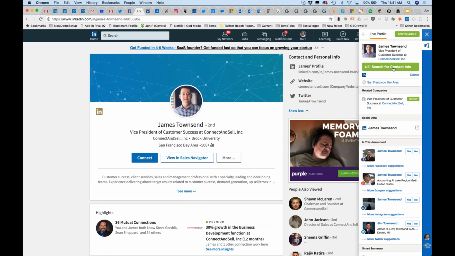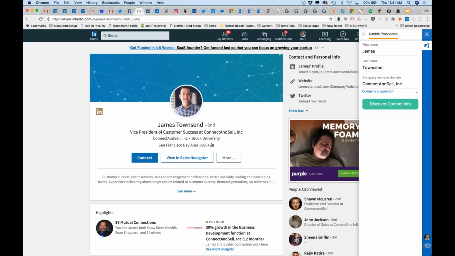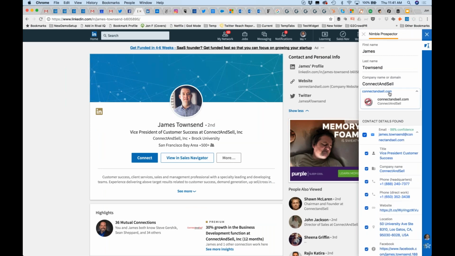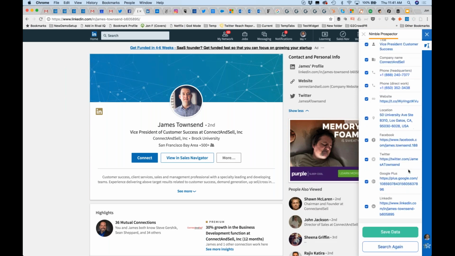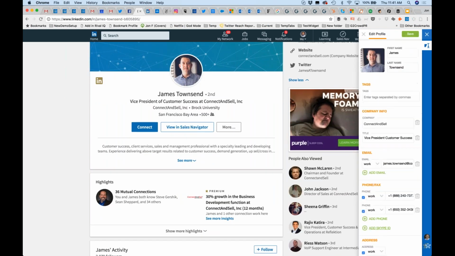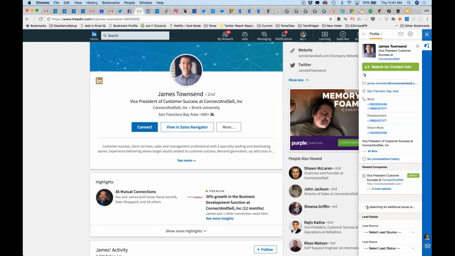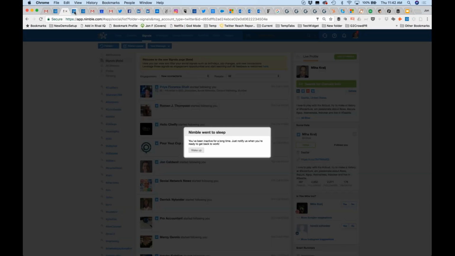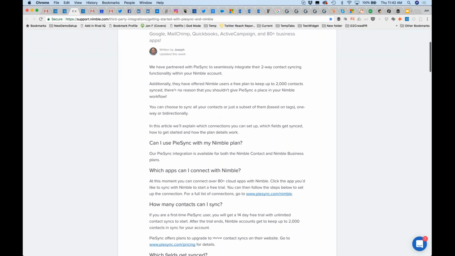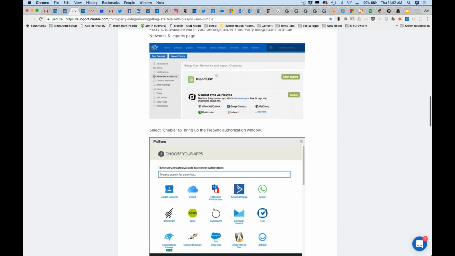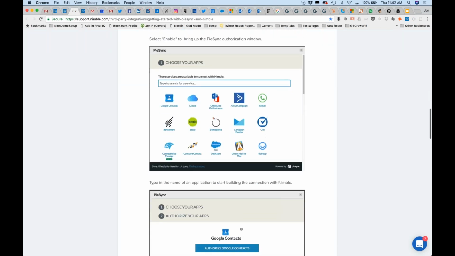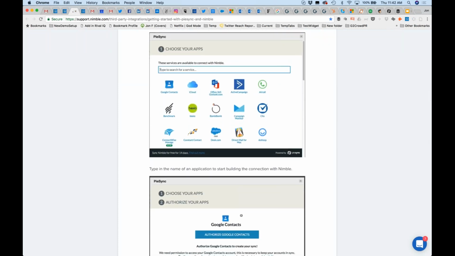And if I wanted to get James' contact info, Nimble has a new feature called Nimble Prospector, which will give you his email, direct phone number, and address, and not only put that into the Nimble system, but because we now bidirectionally synchronize with over 80 of the top social sales and marketing systems with our new built-in integration via PieSync, you can synchronize Nimble with your existing social sales, marketing, customer service, and accounting systems.